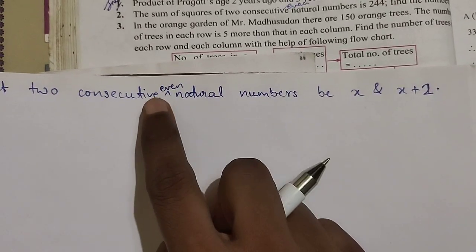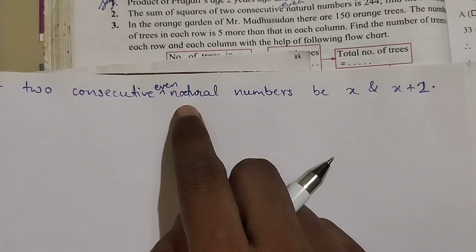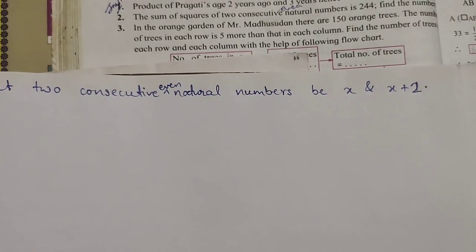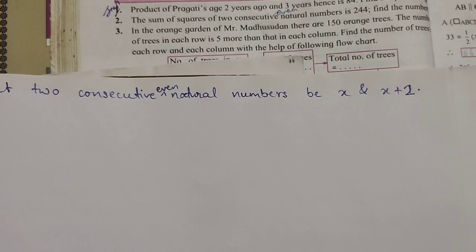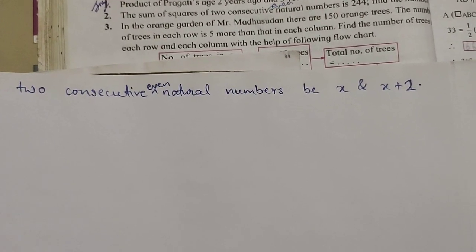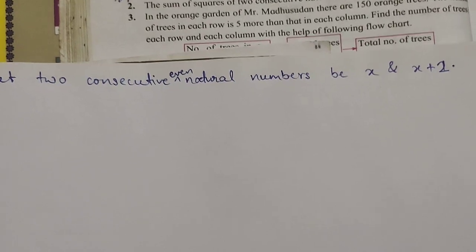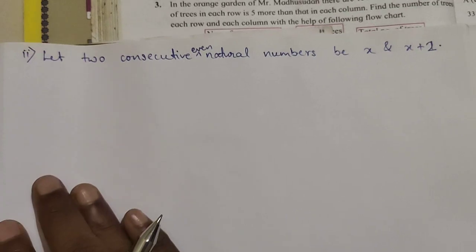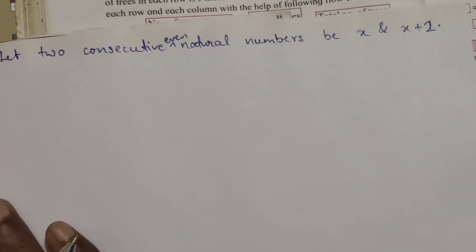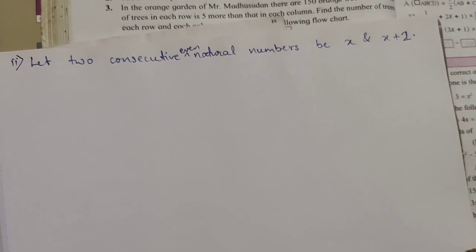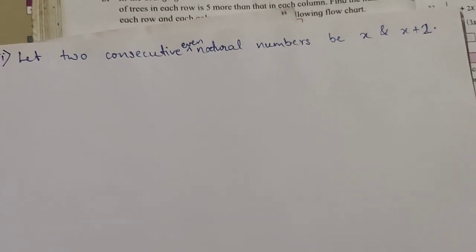So students, remember, whenever there is even or odd, that means you are going to add plus 2 only, because if your first number is 1, then you need to add 2 to get your next odd number. So that is what you have to do. Whenever there is an even number or odd number, you have to take x and x plus 2 only. Okay. So let two consecutive even natural numbers be x and x plus 2.